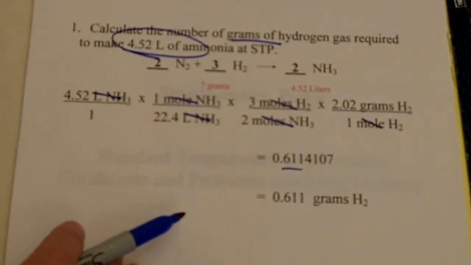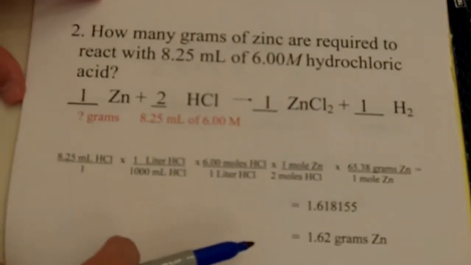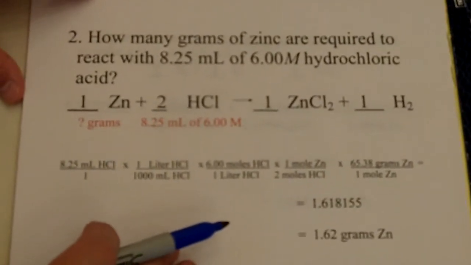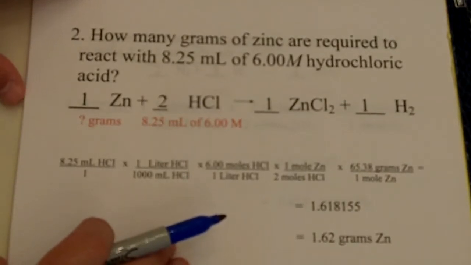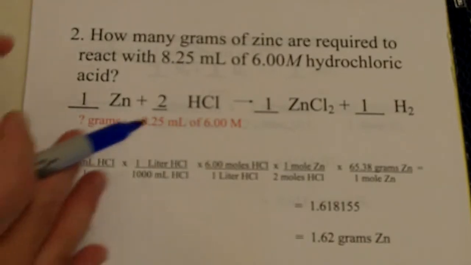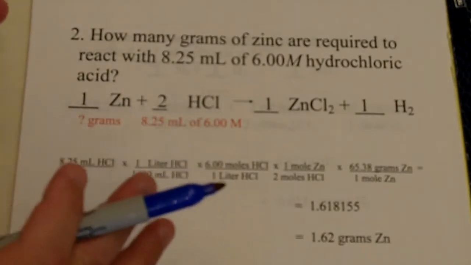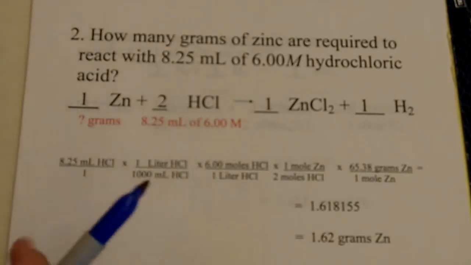Okay? Let's take a look at this problem right here. It says how many grams of zinc are required to react with 8.25 milliliters of a 6.0 molar hydrochloric acid. Now there's a lot of information here, but we want to calm ourselves down, get a balanced reaction and go from there.